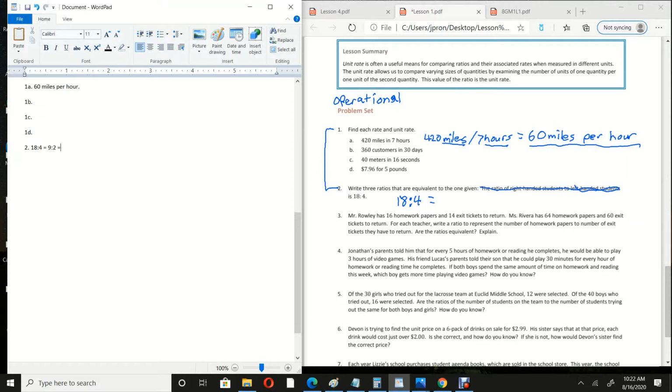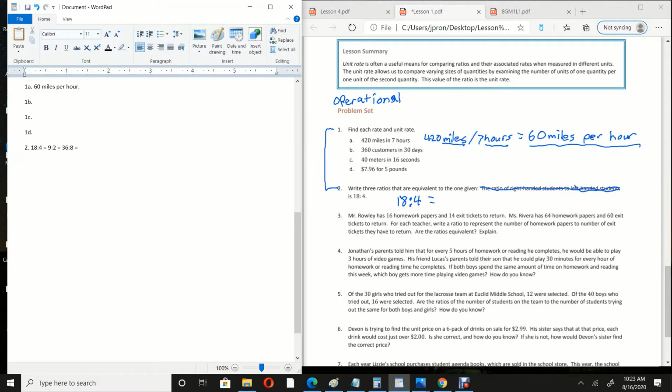What else could I do? I could multiply it by 2, right? So 18 times 2 would be 36, and 4 times 2 would be 8. So that's another example. So you need to give me one more equivalent ratio, all right? You can do it. You can do it.